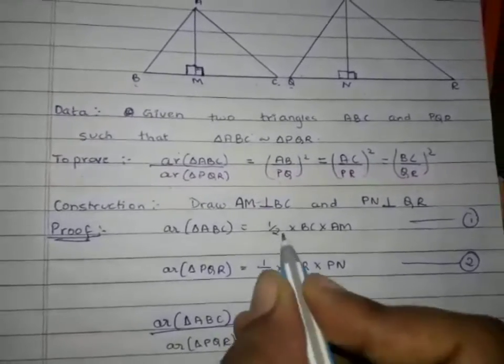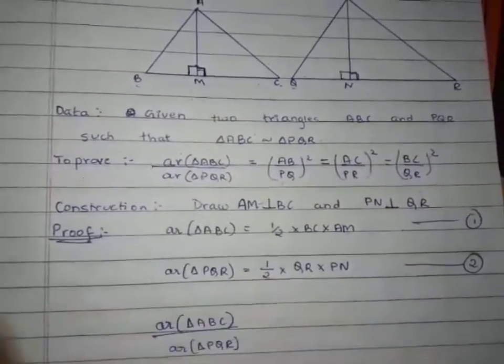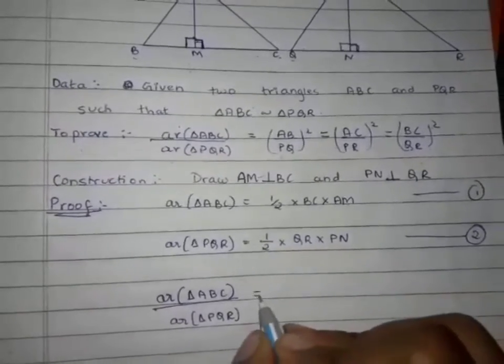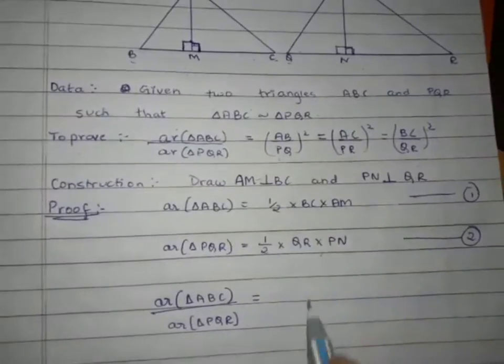So what are we doing? We are dividing the two equations, right? So whatever is there in the left hand side must be written together in the left hand side. Okay. Similarly, whatever is there in the right hand side of the equation must be written towards the right hand side.